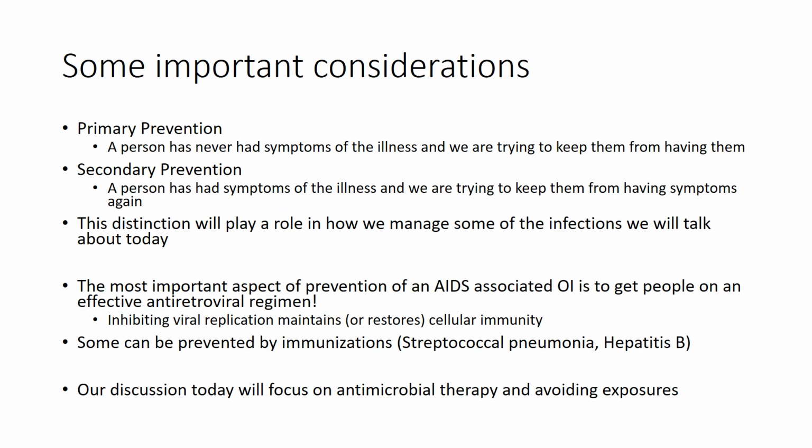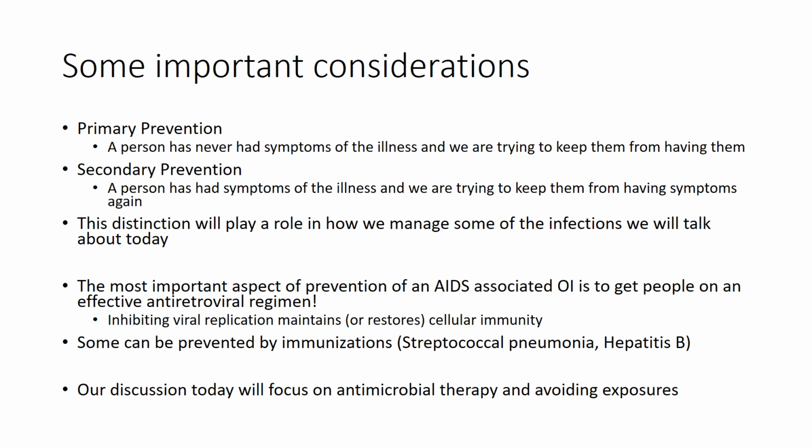So a couple of important considerations before we start talking about the medications themselves or the diseases themselves. We want to consider what the difference is between primary and secondary prevention. So primary prevention is a person who's never had symptoms of the illness, and we are trying to make sure that they never do have symptoms of those infections or illnesses. Whereas secondary prevention is when a person has had symptoms of the illness, and we're trying to keep them from having those symptoms again. So I know you've talked about primary and secondary prophylaxis with some cardiovascular conditions in the past, and kind of think about it the same way. This distinction is going to play a role in how we manage some of the infections we talk about today.